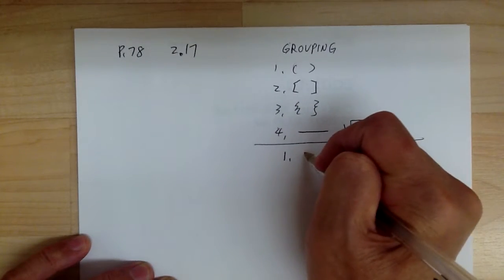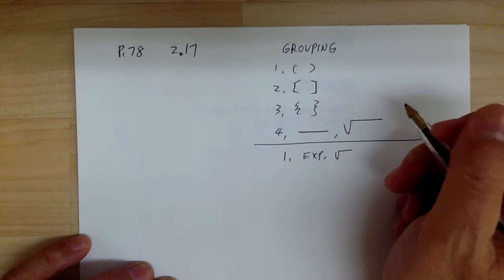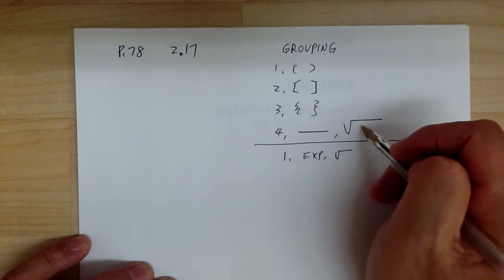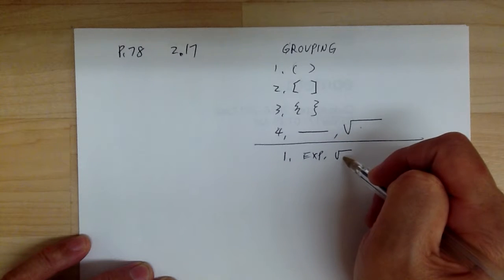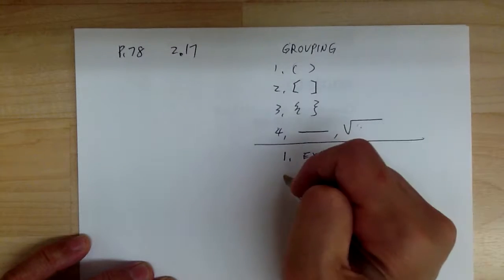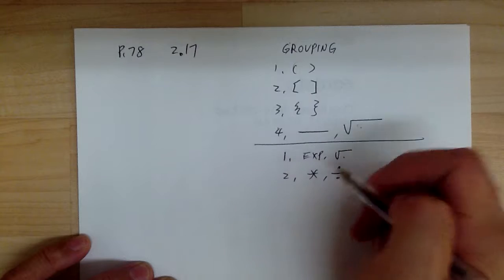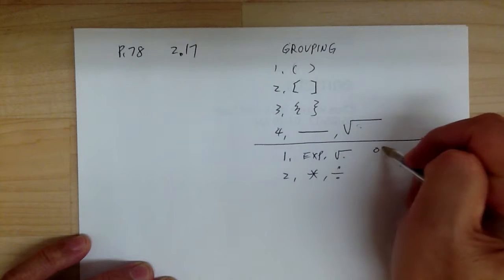So first, you do the powers and the roots, so exponents and the roots. Now notice the difference between these two. This is a group, and this is just a square root. This one has more than one number. This has only one number. And after that, you do the multiplication and division. Okay, so these are grouping and these are operations.